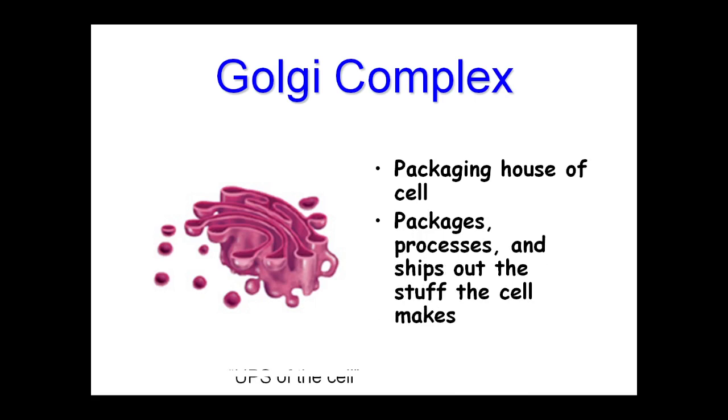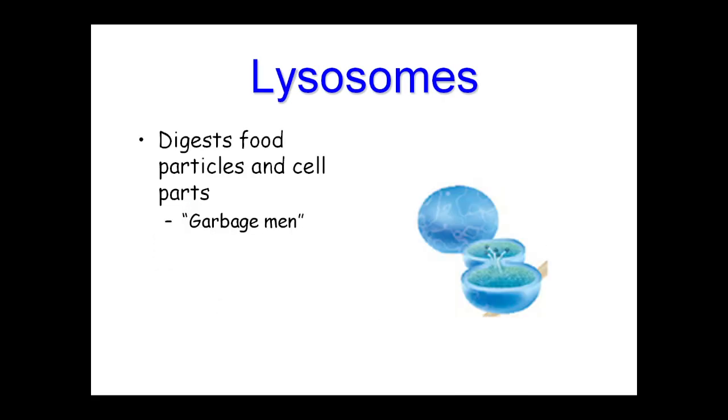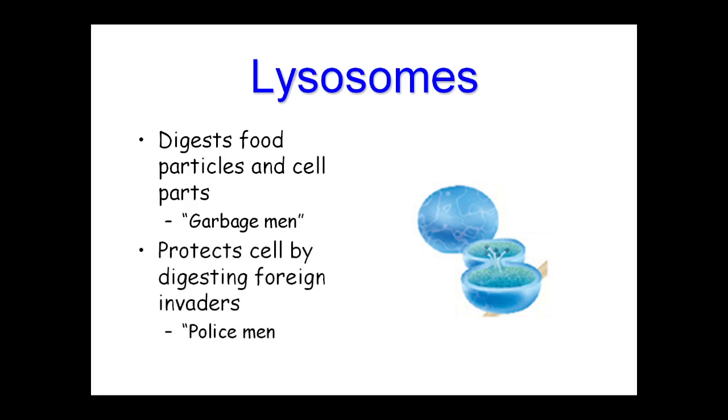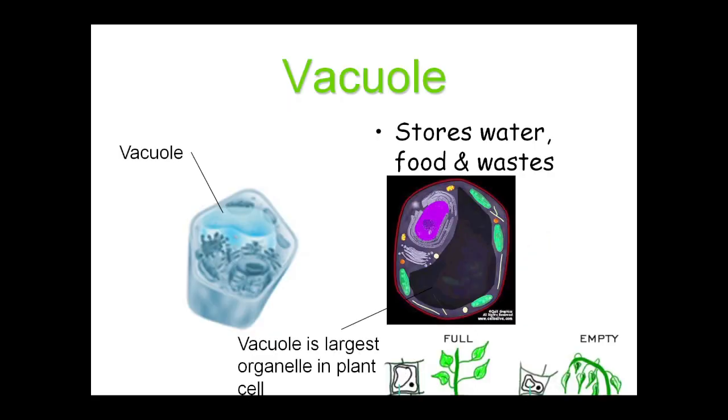If we move further, we get the lysosome, which is also known as the suicidal bag of the cell because it consists of hydrolytic enzymes that have the capability to hydrolyze other cell components, digest food particles and cell parts. It's also known as the garbage man of the cell. It protects the cell by digesting foreign invaders, so it's also considered the policeman of the cell.